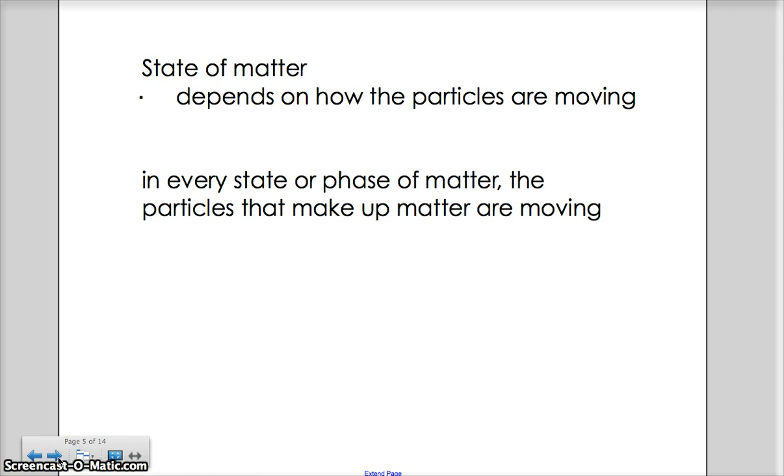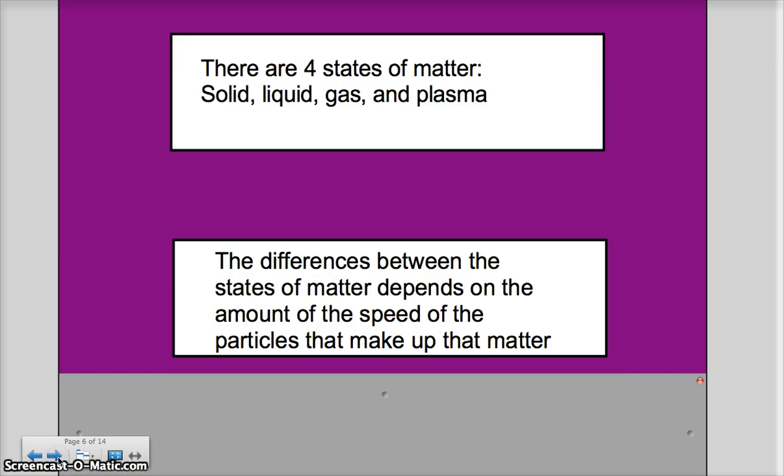State of matter is going to depend on how the particles are moving. In every state or phase of matter, the particles that make up that matter are always moving. They just move at different speeds. So let's get started with the slowest.